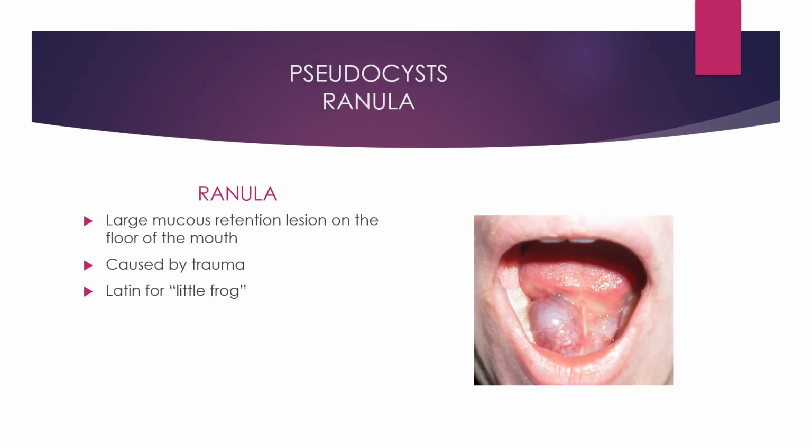A ranula is a really large mucus retention lesion, usually on the floor of the mouth. It is caused by trauma to the floor of the mouth, and the word ranula comes from Latin, which means little frog. Again, it's not a problem. They usually seem to resolve by themselves. Sometimes they need to be excised, and the salivary gland needs to be removed if it causes problems with swallowing and talking.